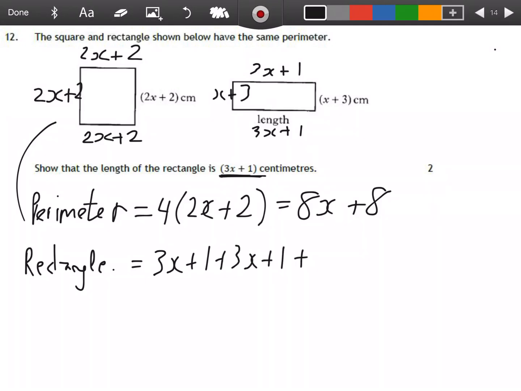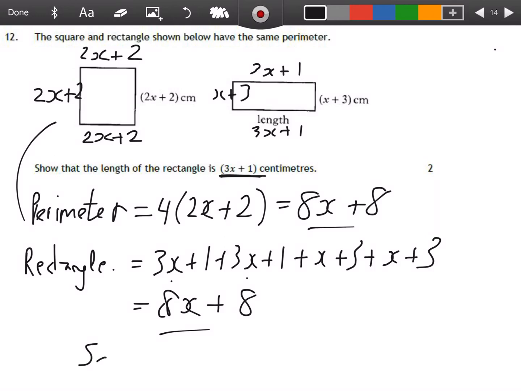Now, if we add up all 4 sides, what should we get? Well, they're telling us the perimeters are the same. 3x, 3x, x and x, 8x. 1, 1, 3 and 3. There we go. So we basically worked out the 2 perimeters and they're both the same. There's another way you could have worked it out. 3x plus 1 is the length, as it adds up to the same perimeter.